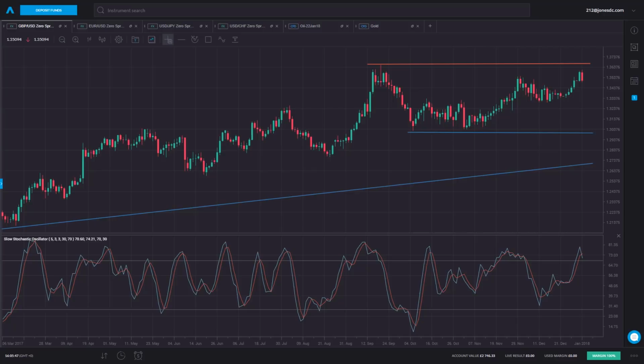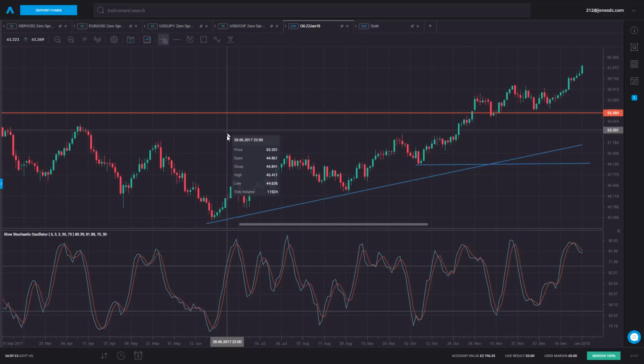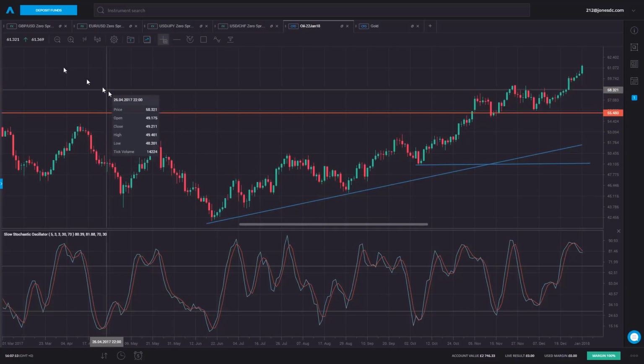Let's change the market and look at something else. I thought for a change, we'd take a look at the price of oil. So this is a daily chart of oil, currently trading around about $61 a barrel, just above it.